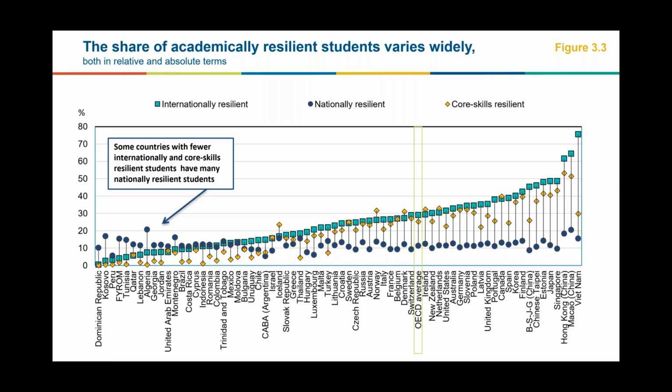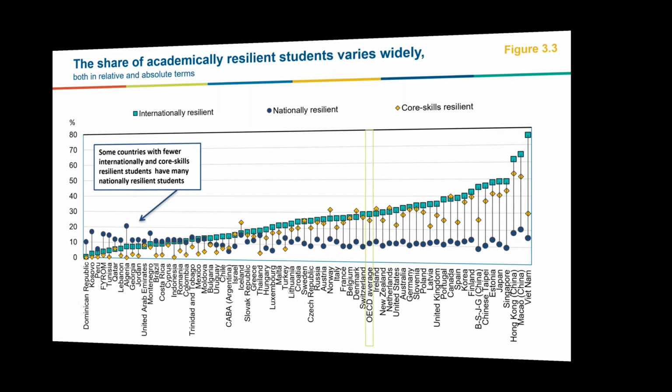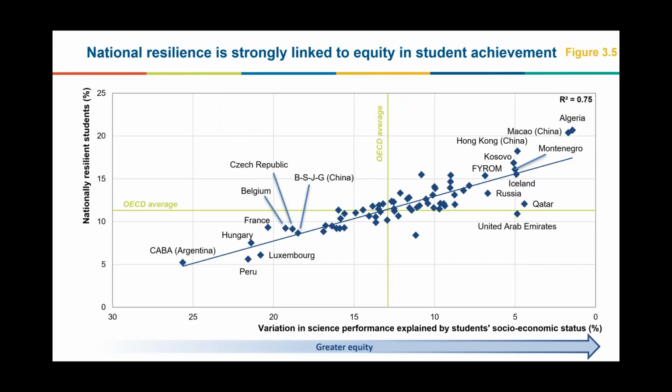Basically, getting students to succeed relative to your top performing students when they come out of disadvantage is something much harder to achieve. What we do know is, when you look at the blue dot, what makes students nationally resilient has a lot to do with equity and educational opportunity. What you can see on this chart is that the variation in science performance explained by socio-economic status, and the dependency of success in learning outcomes on social background, is very closely related to the share of nationally resilient students.